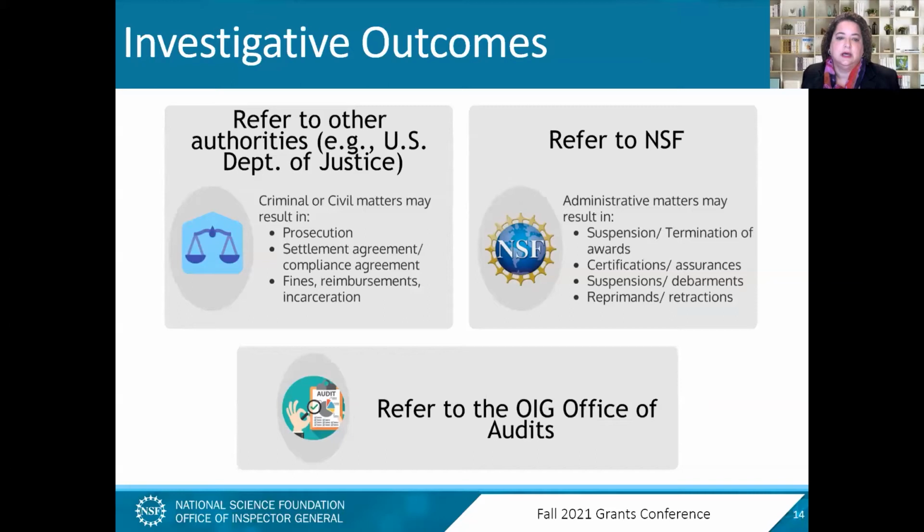In any case, we go to DOJ with civil and criminal matters. We go to NSF for suspension or termination of award. Interesting fact, if we're in the midst of an investigation and there are significant facts that show that an entity or an individual is a bad steward of federal funds, specifically NSF funds, we may ask NSF to suspend or terminate the award during our investigation. Next slide, please.